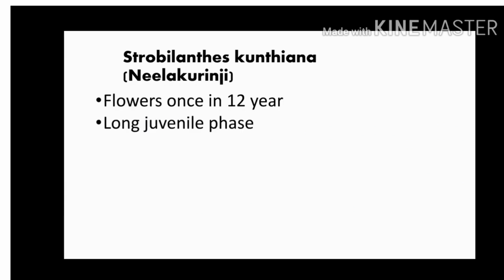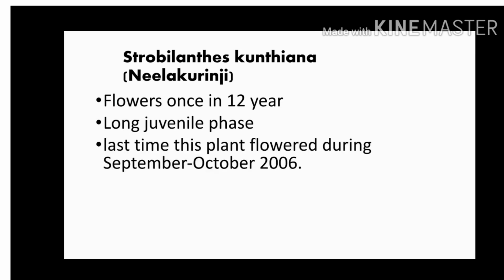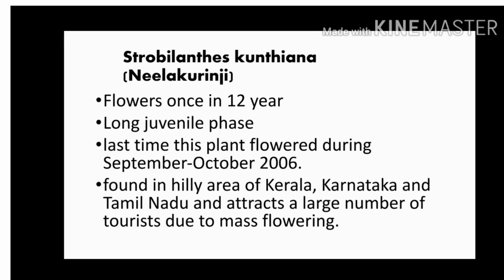And Strobilanthes kunthiana has a long juvenile phase. Last time this plant flowered during October 2006. We have seen the flowers in October 2006. Where is it found? See, they are found in hilly areas of Kerala, Karnataka and Tamil Nadu, and attract a large number of tourists due to mass flowering.